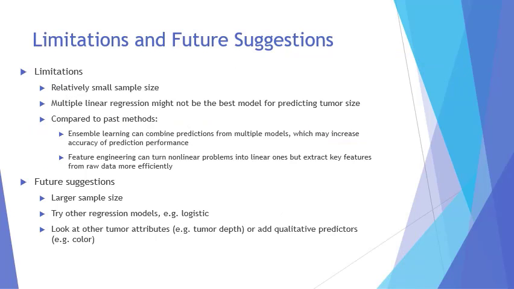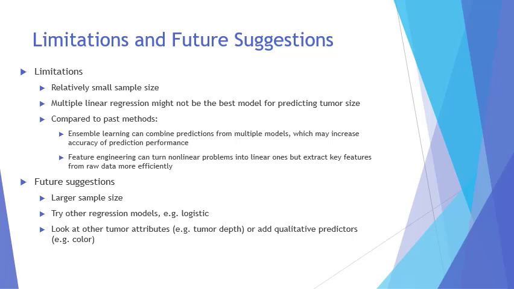Considering that the final model was unable to resolve all issues of the original model, there are some limitations to the suggested model. For example, the sample size is relatively small when compared to the original dataset size of over 9,000 points. The use of MLR may also be less appropriate for predicting tumor size compared to the past machine learning methods used to approach this problem. For example, ensemble learning has the advantage of combining predictors from multiple models, rather than relying on one model to make predictions, which may increase accuracy of prediction performance.